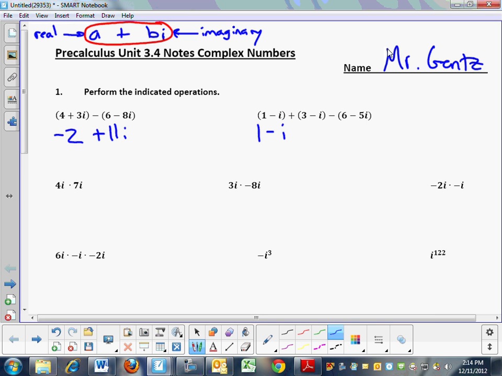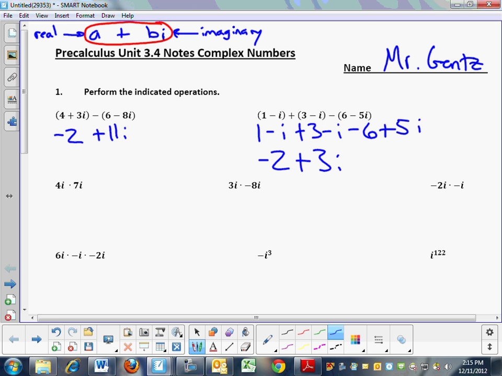I'm going to rewrite this: 1 minus i plus 3 minus i minus 6 plus 5i. So again, we just add the real part. So I have 1 and 3 is 4 minus 6 is negative 2. I have negative i and negative i is negative 2i plus 5i is 3i. And again, I write it that way. I write it the real part plus or minus the imaginary part. Any questions so far?